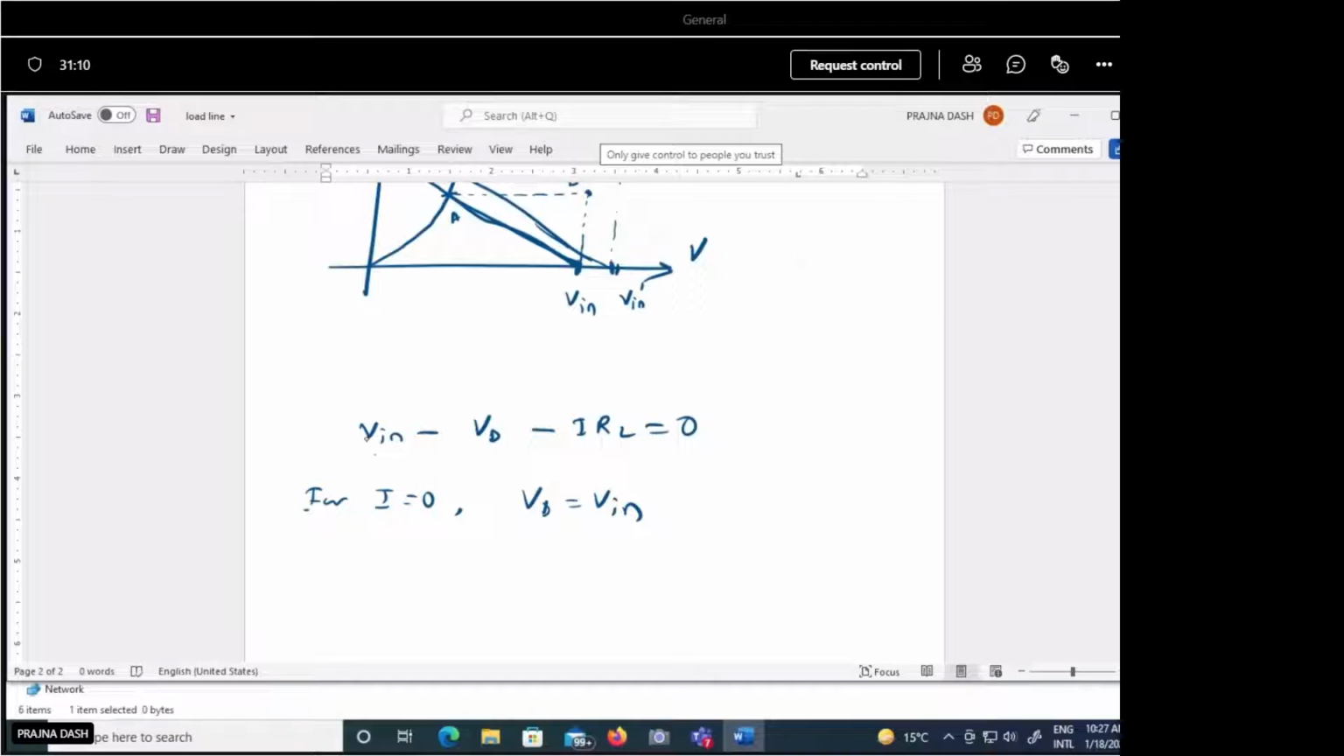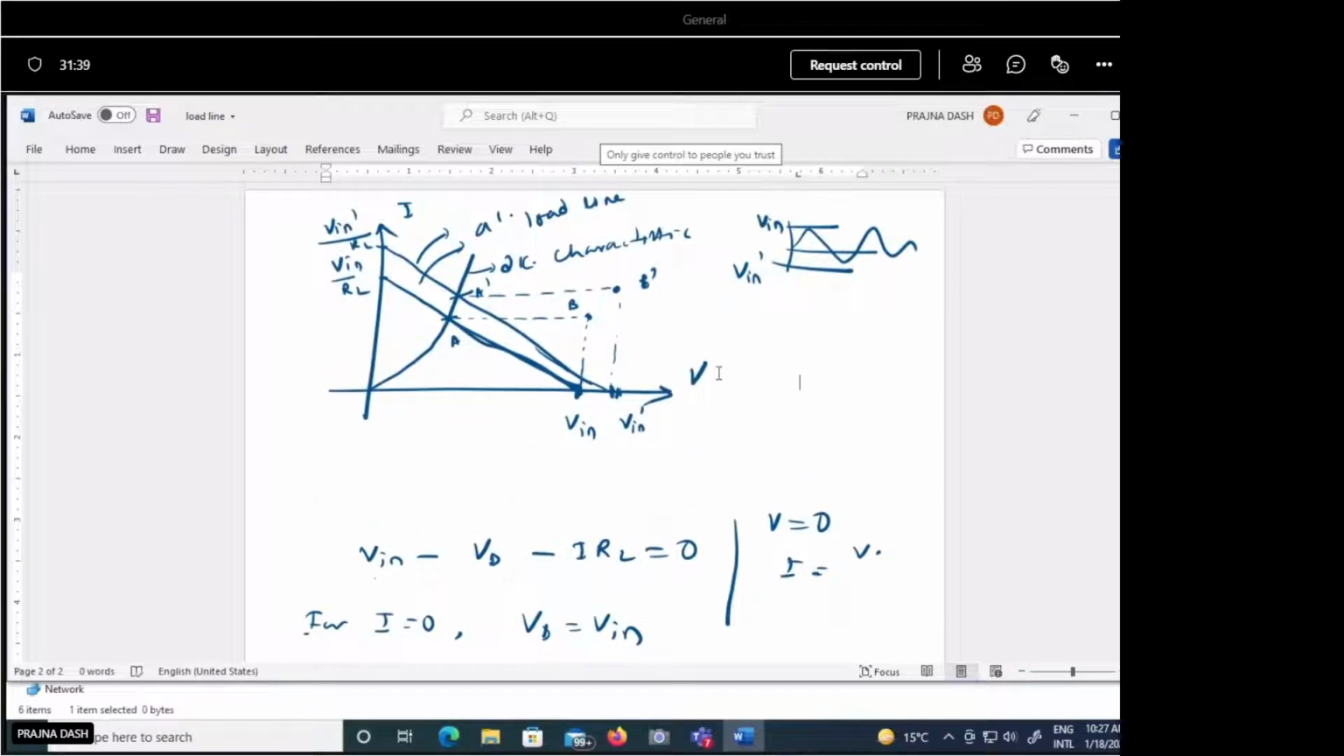If in place of V in we put the other voltage, V in dash, then for I equal to 0, VD will be equal to V in dash. So two different points we are getting here. Now if you take V equal to 0, in this case I will be equal to V in by RL.